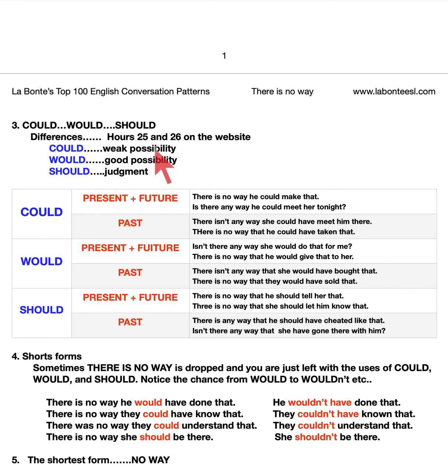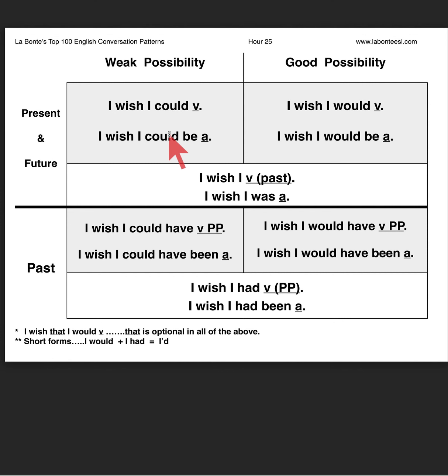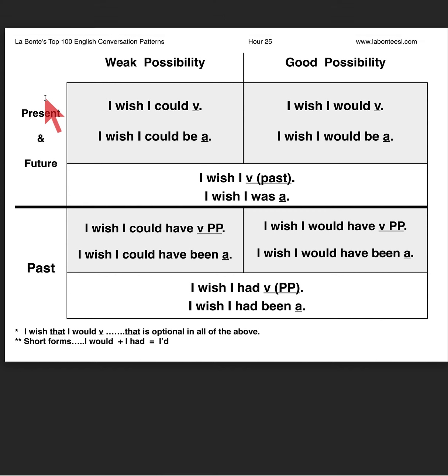Basically, the feelings of a weak possibility of something happening, a good possibility, or should, which always seems to express a judgment of some sort. So in hour 25, we have a weak possibility and a good possibility. This could is expressing a weak possibility of something happening. Both present and future are used here.